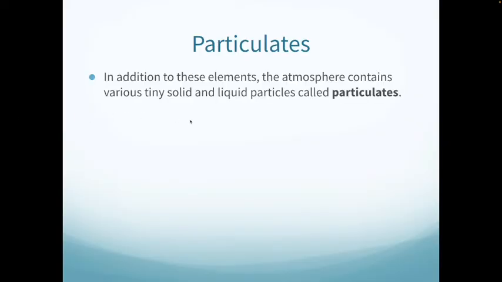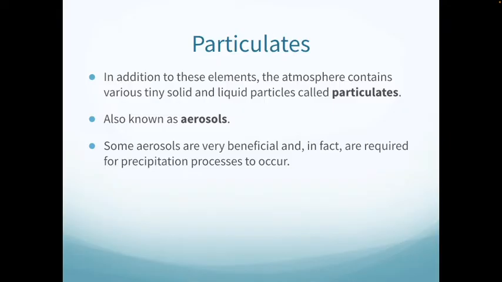All right, so particulates. In addition to these elements, the atmosphere contains various tiny solids and liquid particles known as particulates. In other words, very small particles. We also know these as aerosols. Some aerosols are very beneficial. In fact, they are required for precipitation to occur. Can you guess what these may be?